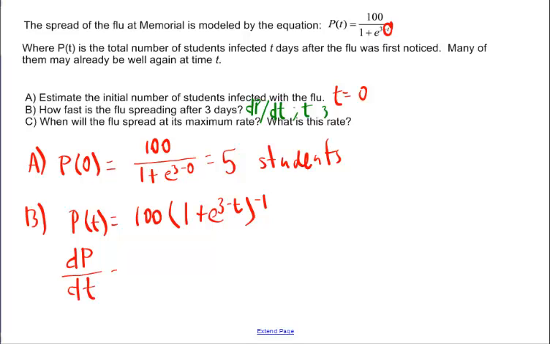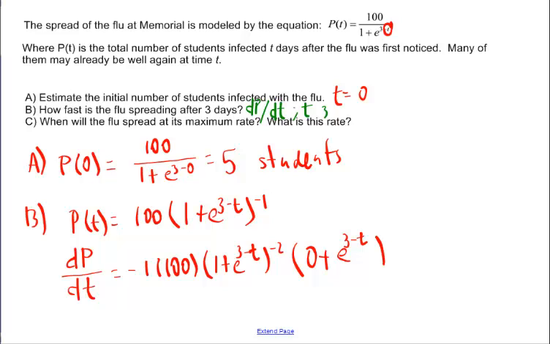And so when I do this, I'm going to have dP/dt, and that's going to be negative 1 times 100, okay, times 1 plus e to the 3 minus t power to the negative 2, and then times the derivative on the inside. Okay? So when I take the derivative on the inside, that's going to be 0 plus e to the 3 minus t times the derivative of the 3 minus t part, which is negative 1. So that's a big derivative. But you've got to chain out the inside of this, and then you've got to chain out this guy. So that's where those things are coming from.